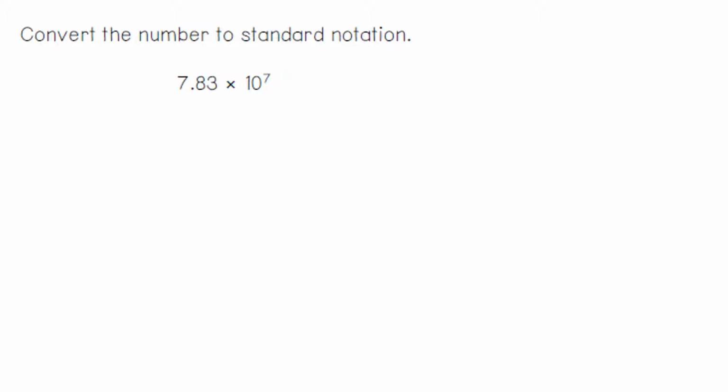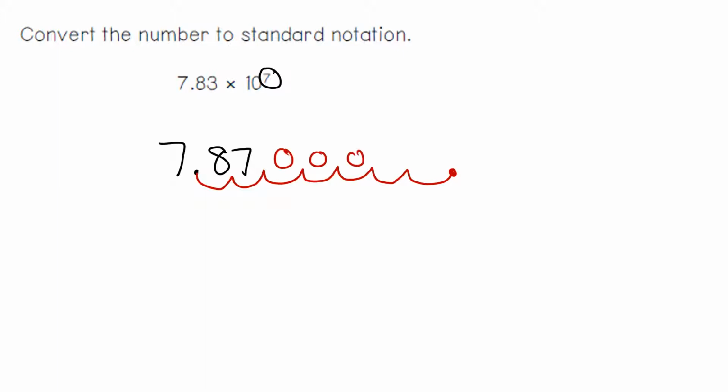Convert the number to standard notation. I take the decimal, 7.83, and I'm going to move it 7 times. It's a positive exponent. That tells me it's a large number. Large numbers have zeros at the end. So 1, 2, 3, 4, 5, 6, 7. We fill the blank spots with zeros. And then we rewrite our answer neatly. 783 and 5 zeros.